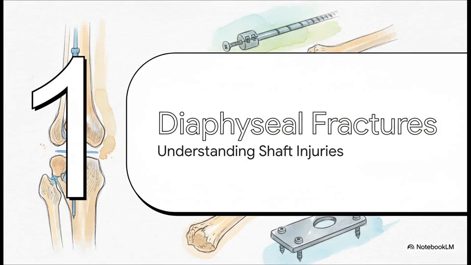So first up, let's talk about diaphyseal fractures. These are injuries to the shaft, the long, straight part of the tibia and fibula. This is what most people picture when they think of a classic broken leg.